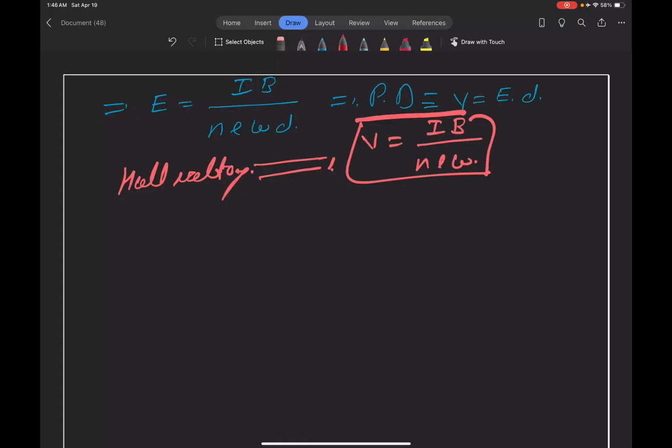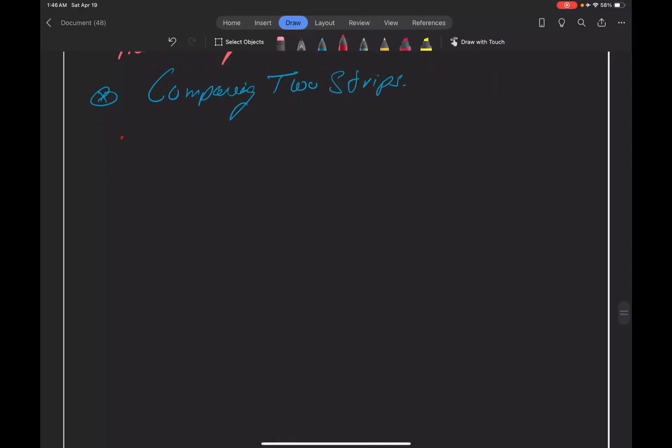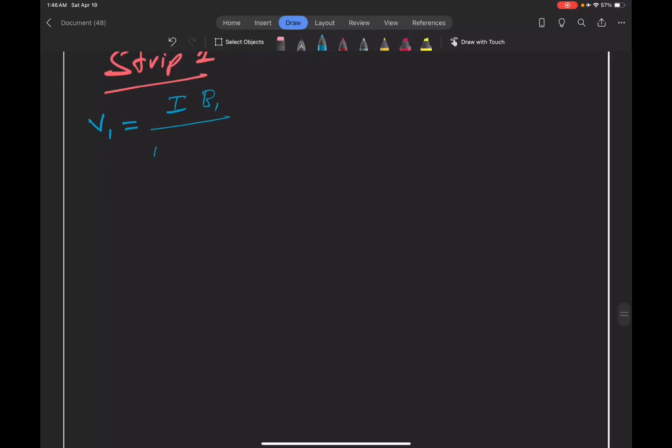Now we can just modify this Hall voltage equation according to two strips, strip 1 and strip 2. So we have comparing two strips. We have strip 1, and for strip 1 we can write it as V1, current is the same, so I, magnetic field is our B1, and here we have N1, E and W.